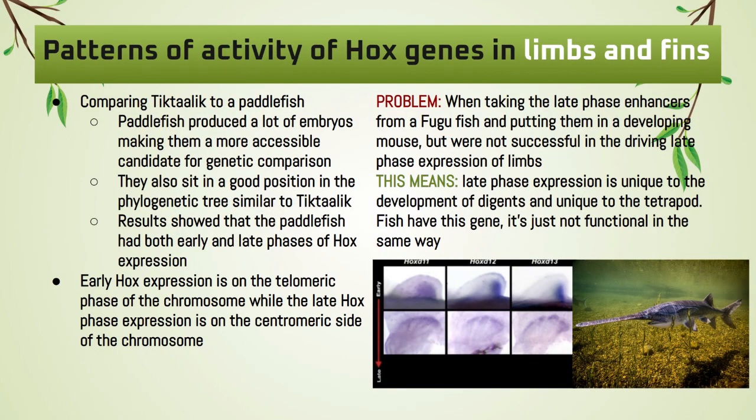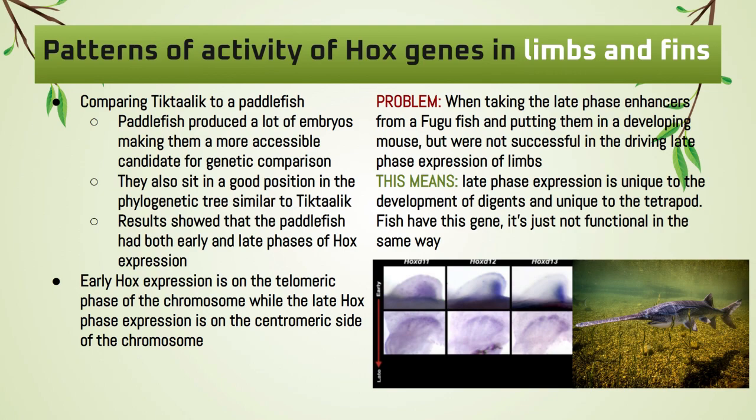Early Hox expression is on the telomeric side of the chromosome, while the late Hox phase expression is on the centromeric side of the chromosome. I guess we can say that these genes are linked on the same chromosome. Ha, get it? Okay, anyways.